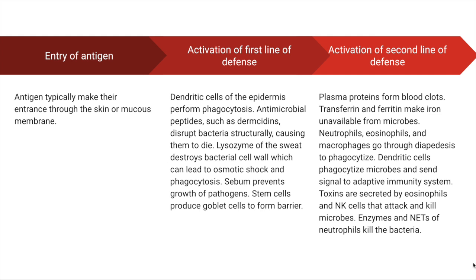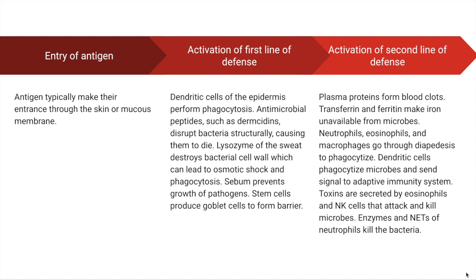As the infection progresses, the second line of defense will start to come into play. The plasma, which is the liquid portion of blood, contains proteins that will form blood clots to reduce the chance of blood loss and also reduce the risk of infection. It is a form of a defense mechanism.